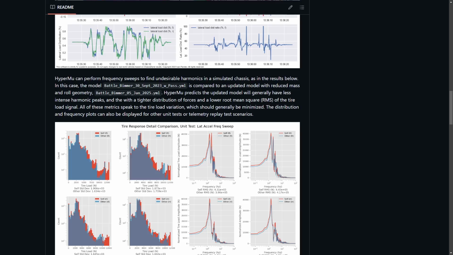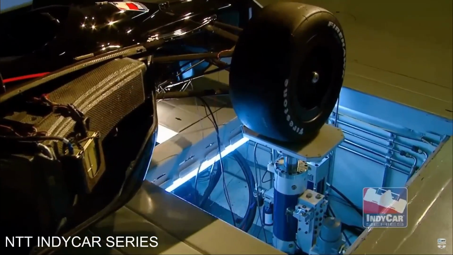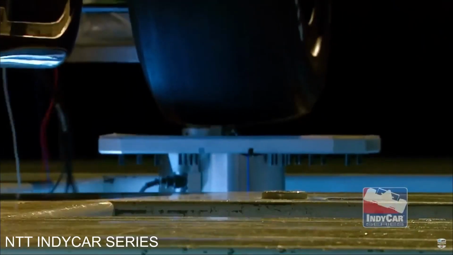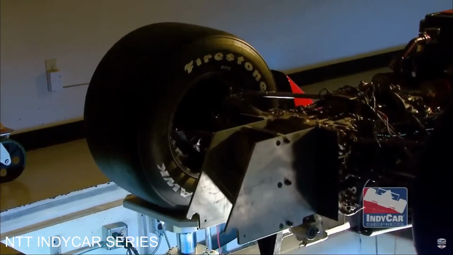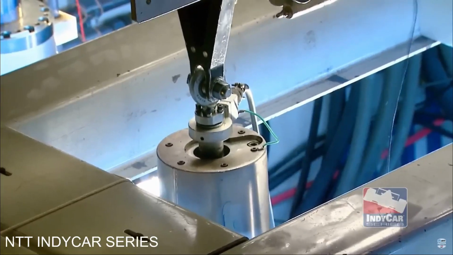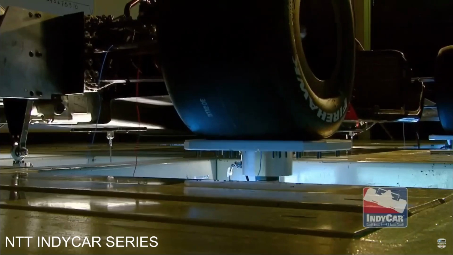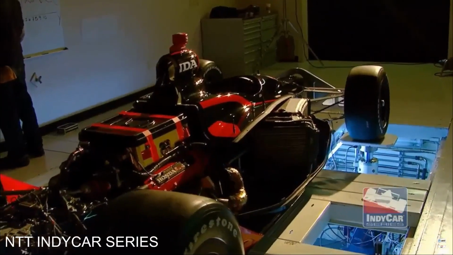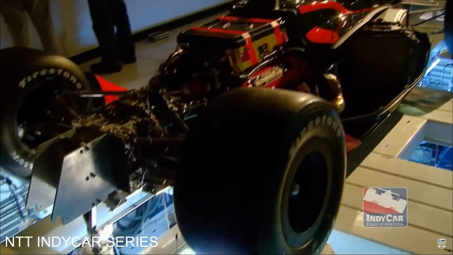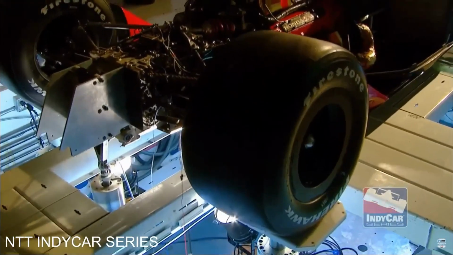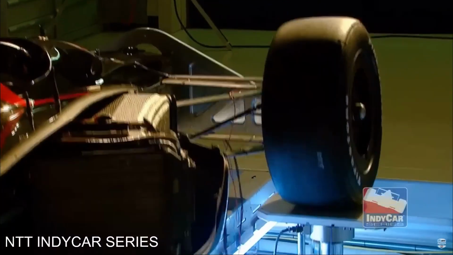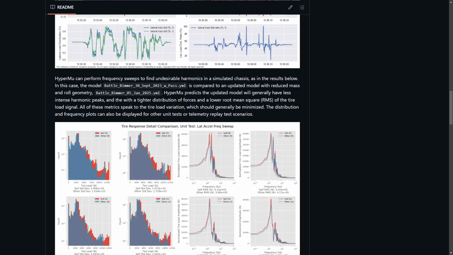Intuitively speaking, HyperMu is a virtual shaker rig, but with expanded functionality, namely being able to replay recorded lateral and longitudinal acceleration telemetry through a vehicle model center of mass. For this reason, I sometimes think of it as a 7 plus 2 post-shaker rig. It predicts values which are crucial to vehicle handling but are impossible to directly measure in race conditions.